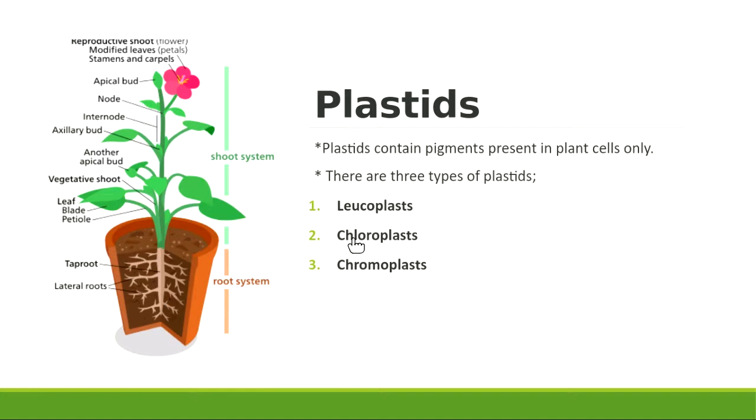The chloroplast is a green type of plastid which is present in the green part of the plant. This whole green part of the plant contains the chloroplast, while the chromoplast is a colored plastid which is present in the colored part of the plant. This part of the plant consists of the chromoplast.